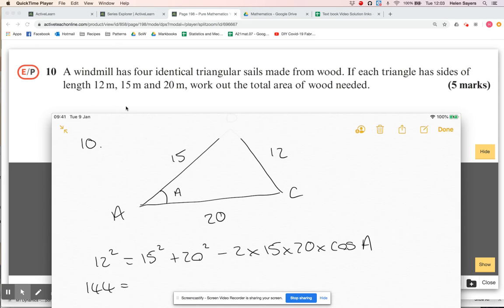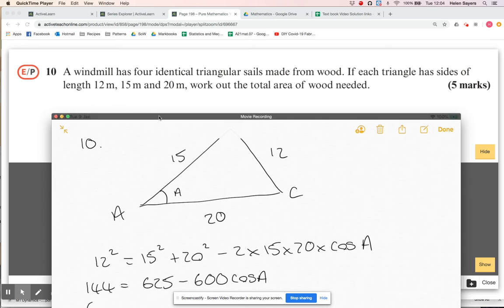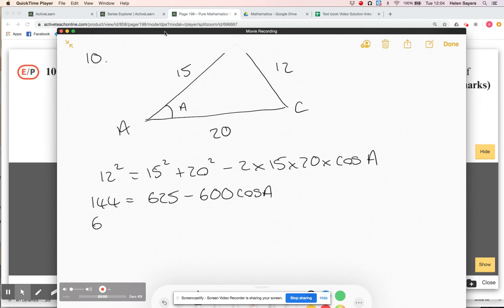So 15 squared plus 20 squared gives me 625, and 2 times 15 times 20 is minus 600 cos A. So I'm going to add the 600 cos A over to the left-hand side, and then I'm going to do 625 minus 144 for the right-hand side. So cos A is 481 over 600.